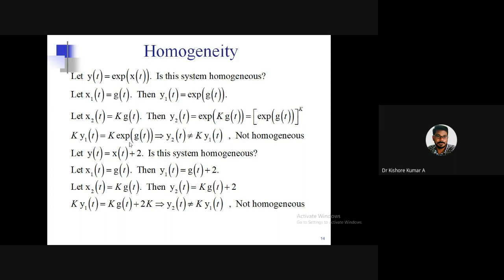And similarly for this second example, y of t is equal to x of t plus 2. Then we need to determine the signal. So make x1 of t as g of t, then y1 of t is equal to g of t plus 2. Similarly, x2 of t is equal to kg of t, then y2 of t is equal to kg of t plus 2. Now, to apply the concept of homogeneity, ky1 of t is equal to kg of t plus 2k, whereas y2 of t is not equal to ky1 of t. So the given systems are not homogeneous. Likewise, we can conclude.